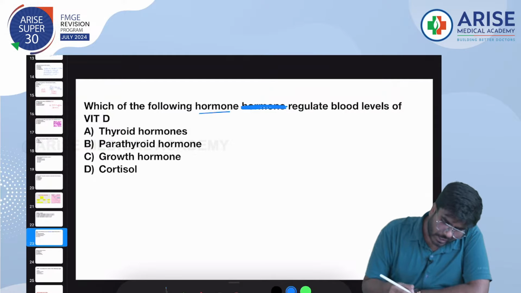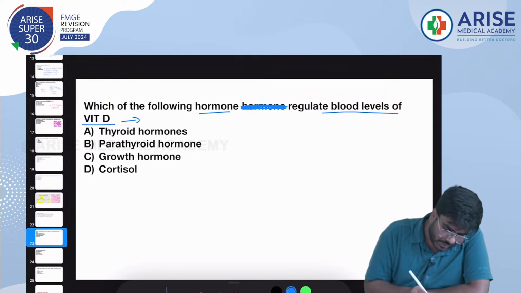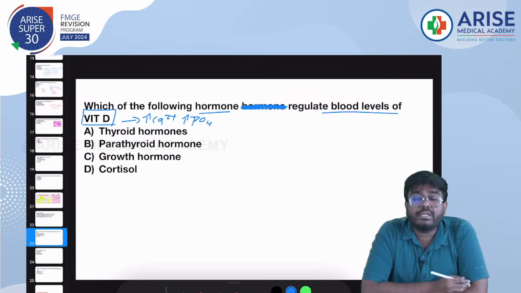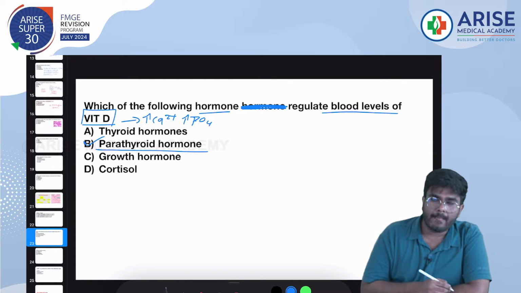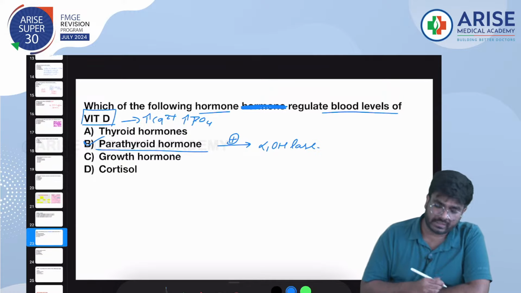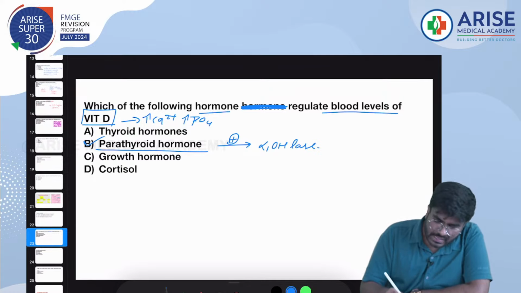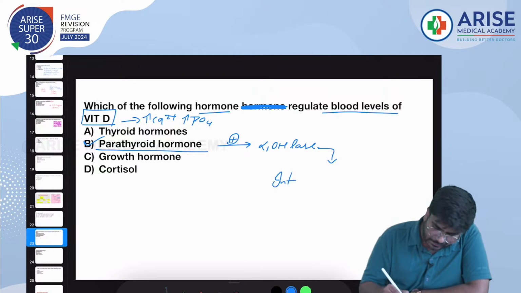Okay, which of the following hormones regulate the blood levels of vitamin D? You already know vitamin D, what it's going to do? It's going to increase the calcium, also going to increase the phosphates. But who is going to regulate the vitamin D levels in the blood? It's parathyroid hormone. So parathyroid hormone is going to activate an enzyme called alpha-1 hydroxylase. Okay, parathyroid hormone activates the alpha-1 hydroxylase. So once the alpha-1 hydroxylase is activated, it converts inactive vitamin D.